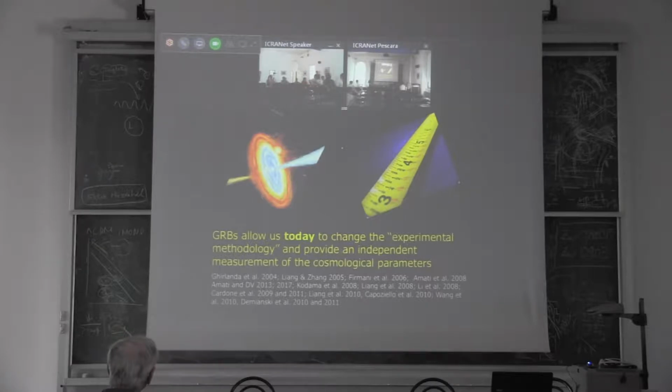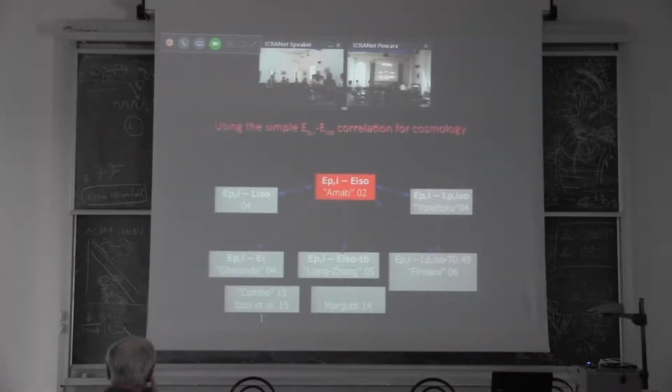In our opinion, in my opinion, but I think is shared by Lorenzo as well, this approach is not correct, because that means propagating the systematic of supernovae to gamma ray bursts. So we have decided to do something different, not to extend the Hubble diagram, but to provide a measurement of omega m. And that's why I talk here about our result. To do this, we use the Amati relation.